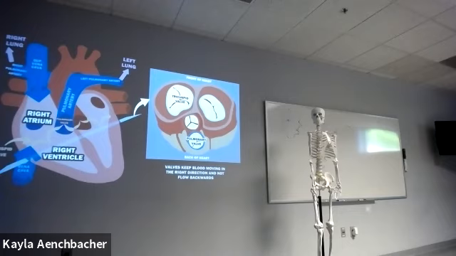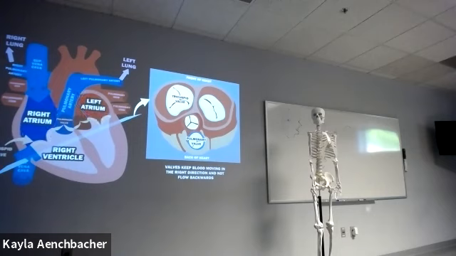In the lungs, gas exchange occurs. The blood discards carbon dioxide and picks up oxygen. Now, blood comes back from the lungs through the pulmonary veins, entering the left atrium.